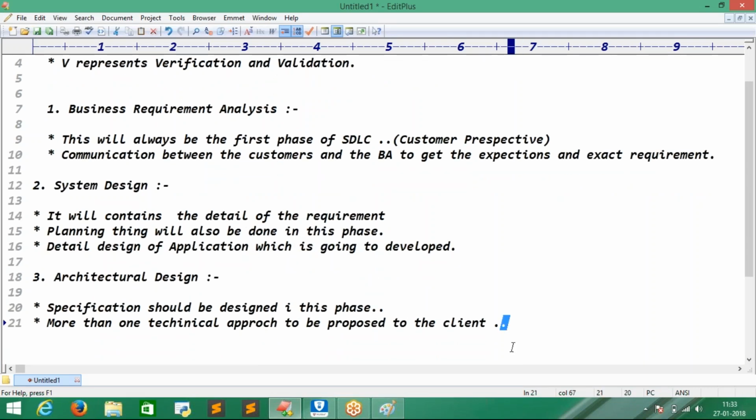So architectural design is also known as a high level design. Now my question is, why is this also known as a high level design?